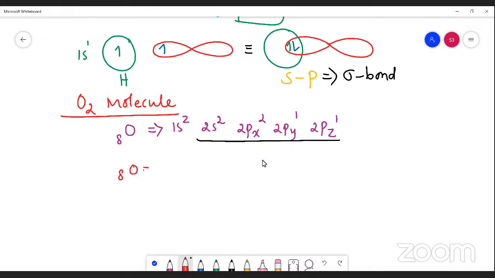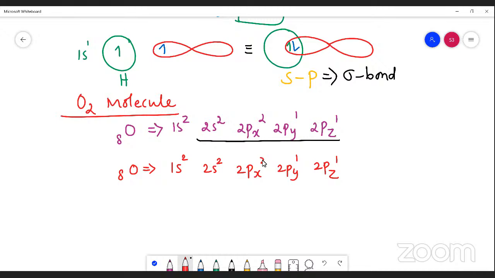The configuration is the same: 1s2, 2s2, 2px2, 2py1, 2pz1. Okay. So we know that each oxygen atom has a valence electronic configuration 2s2, 2p4. So now the atomic orbital of one atom can overlap with an atomic orbital of another atom. Okay. So now we have to look at this.